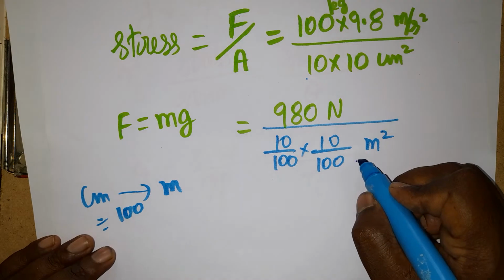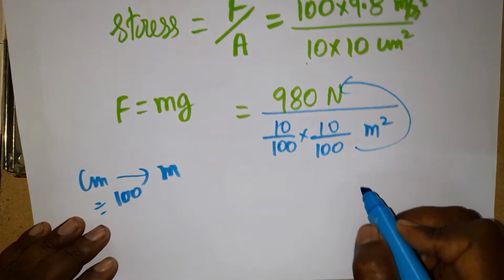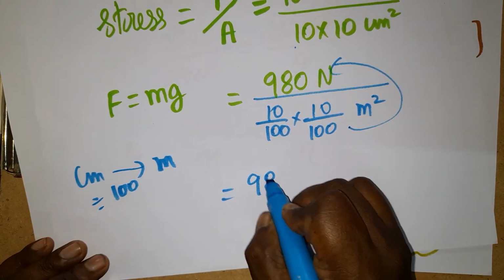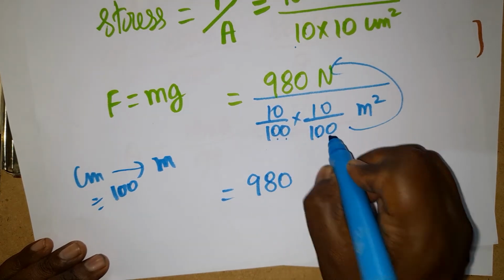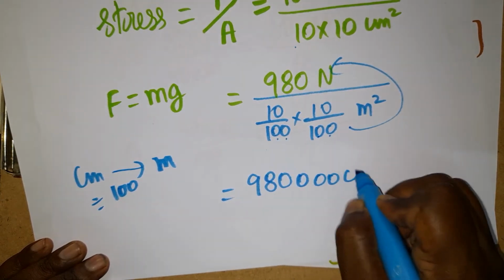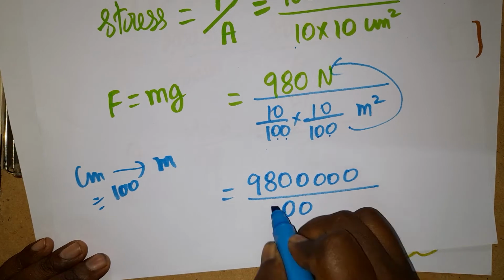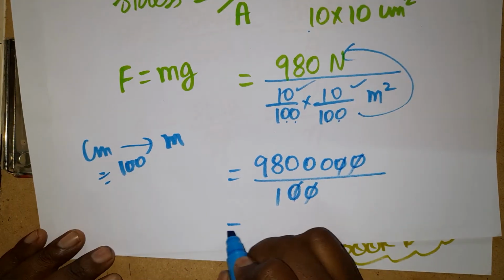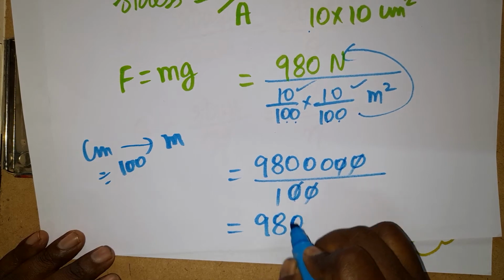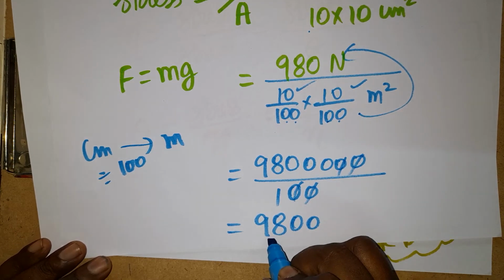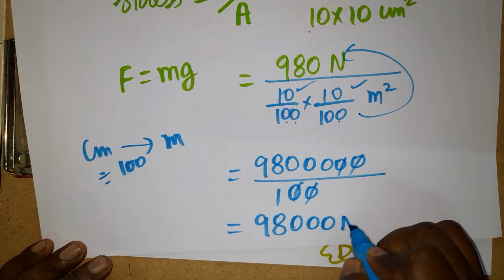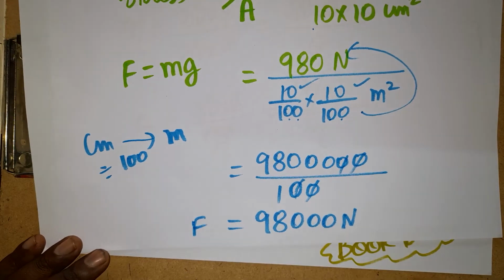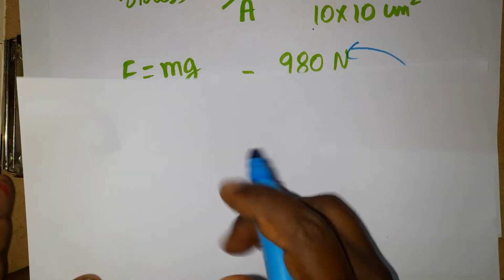The denominator will directly go into the numerator. So 980 with 4 zeros. The denominator has 2 zeros, because of which 2 zeros will get cancelled. So how much will we get? Finally the force per area is 98,000 Newton per meter square. Now we'll find what is theta.